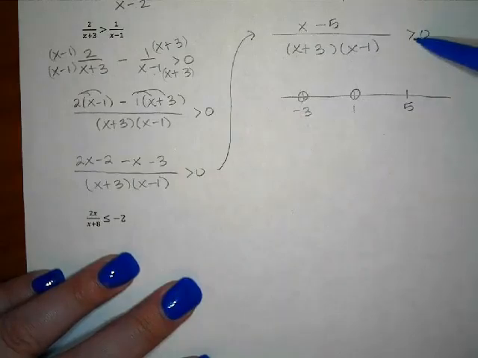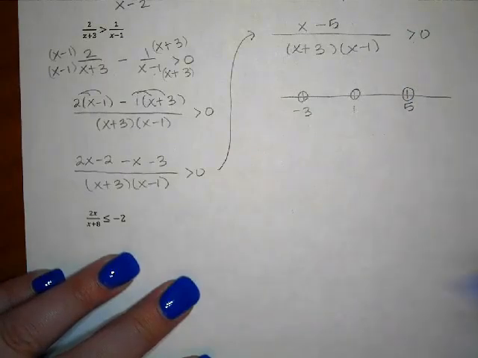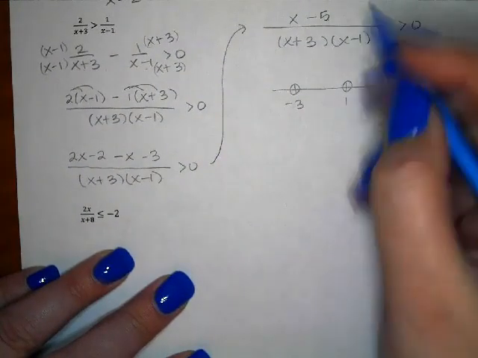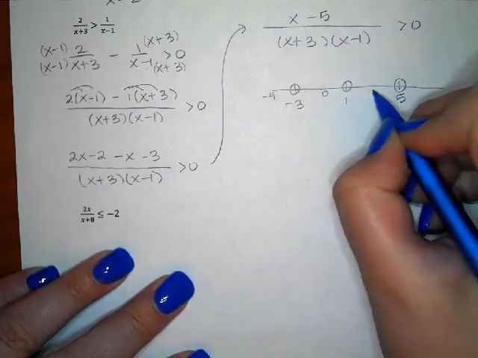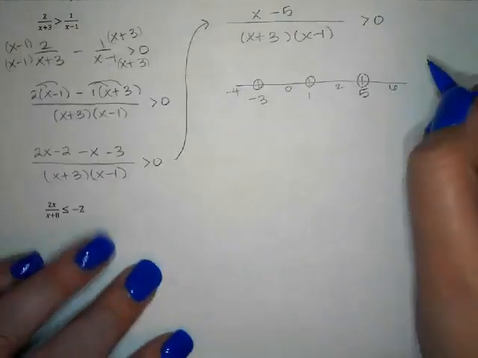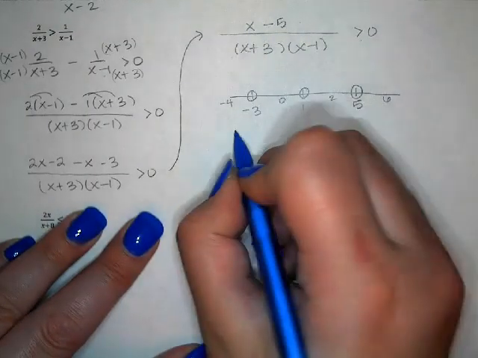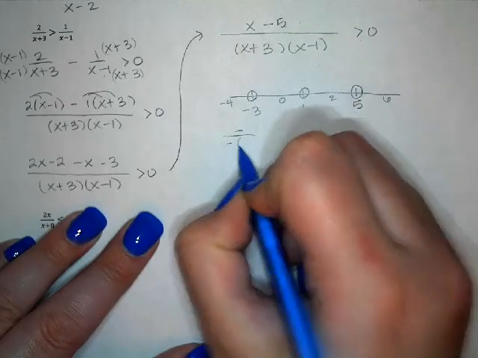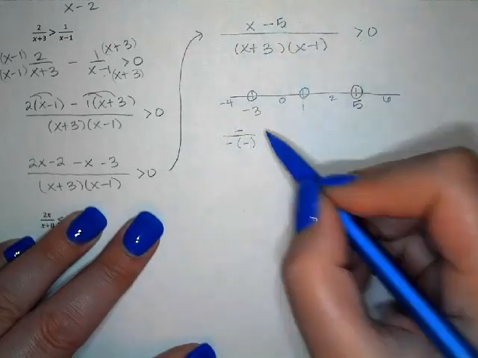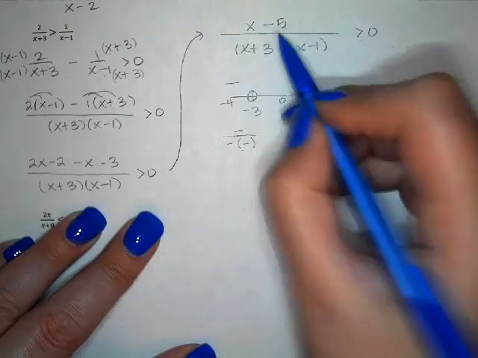All right, now what I'm going to do is choose some points to test. So negative 4, 0, 2, 6, and then I'm going to check the signs. So negative 4 minus 5 is negative. Negative 4 plus 3 is negative. Negative 4 minus 1 is negative. A negative over a positive is negative. 0 minus 5, 0 plus 3, 0 minus 1. A negative divided by a negative is positive.